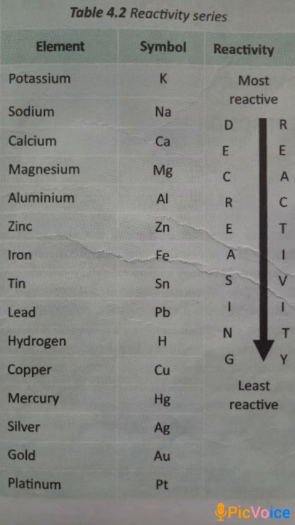Metals below hydrogen in the reactivity series do not react with dilute acids. They cannot replace hydrogen from an acid, as they are less reactive than hydrogen. Such metals, such as copper, silver and gold, react either with concentrated acids or do not show any reaction at all. So, in the reactivity series, a metal can displace another metal which is lower in the series from its salt solution.